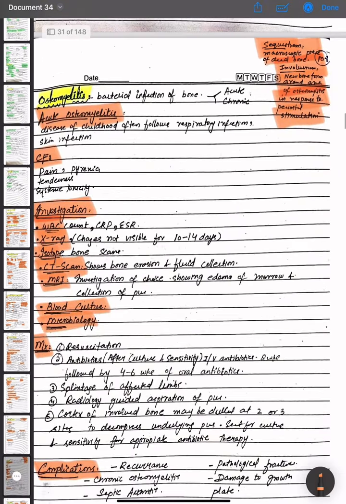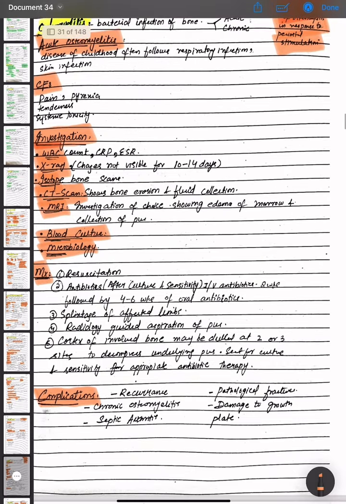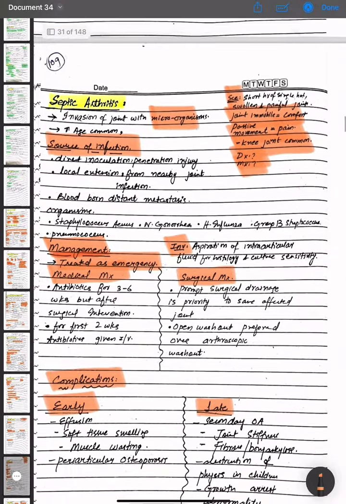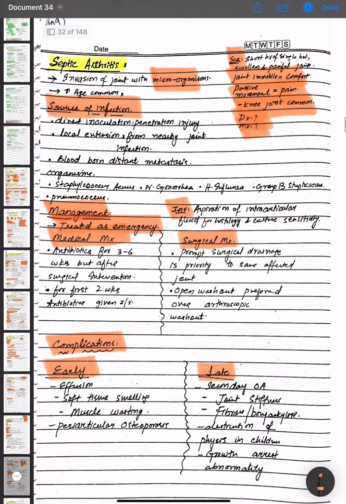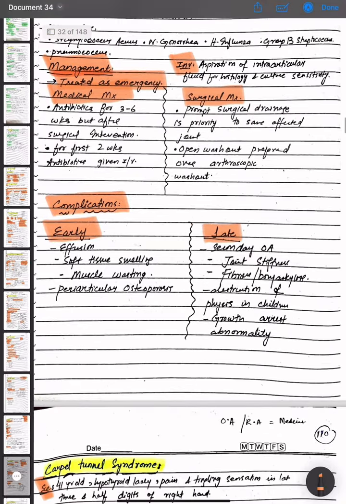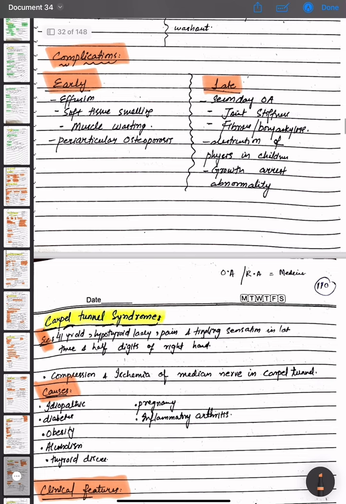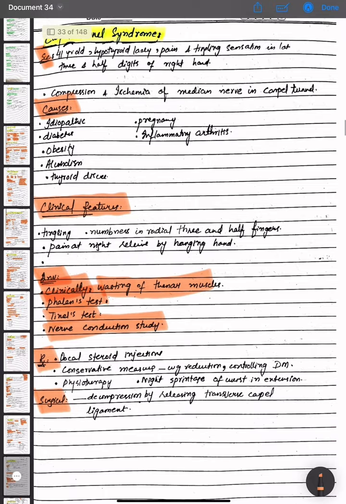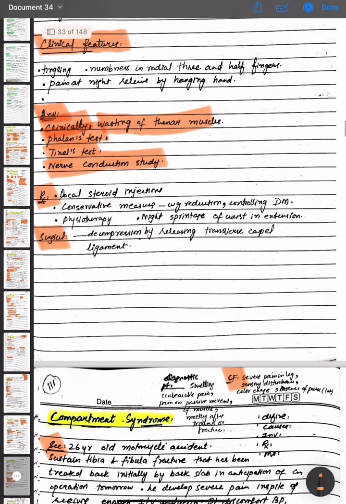Then we discussed osteomyelitis, which is the bacterial infection of bone, then the acute and chronic, the investigations done for it, the management options and the complications. Then we discussed septic arthritis, its invasion of the joint with microorganisms. What are the sources of infections? What is the management option? What are the investigations? What are the medical and surgical options and the complications, early and late? Then we discussed carpal tunnel syndrome, the scenario, the causes, the clinical features and the investigations that are done, the treatment and the surgical options.